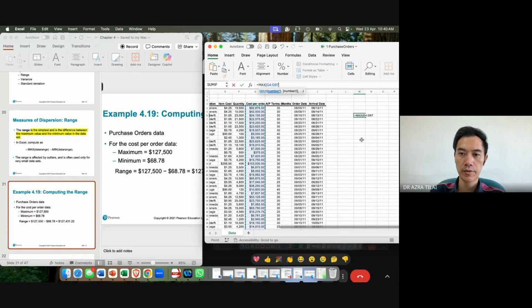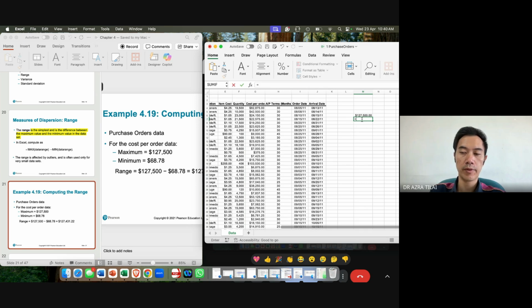And once we're done with that, we close the bracket and we press enter. So we can see the highest value in this column for cost per order is 127,500. Okay, and then next we want to find the minimum value.